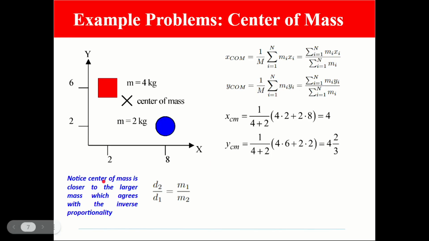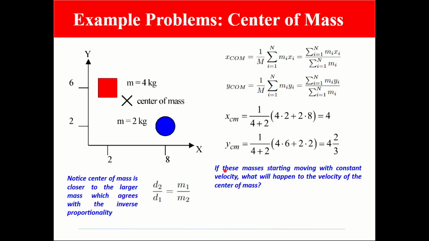And if you want to refer back to the equation I was talking about a little bit earlier, here it is. You can confirm it yourself if you want to work out the details and the geometry. That's a good exercise for you to do. But keep in mind, the center of mass is going to be closer to the larger mass, and that agrees with our inverse proportionality, which is pretty nice.